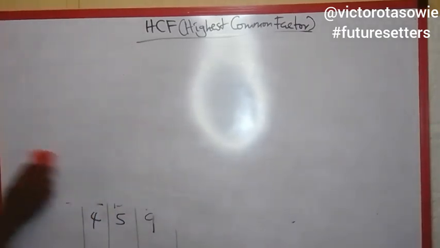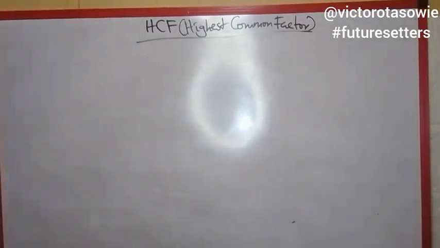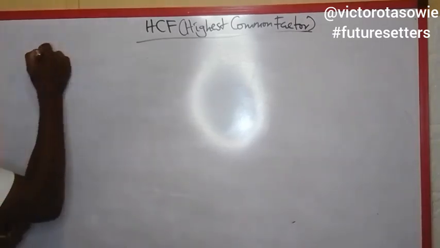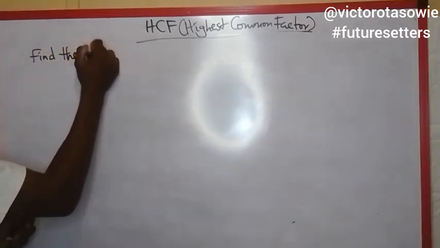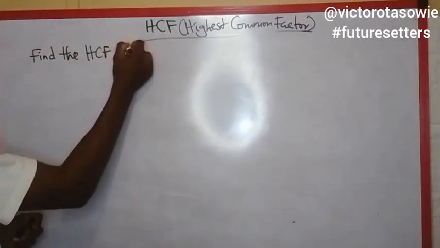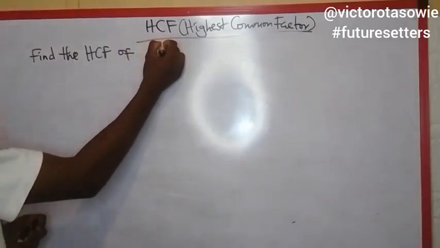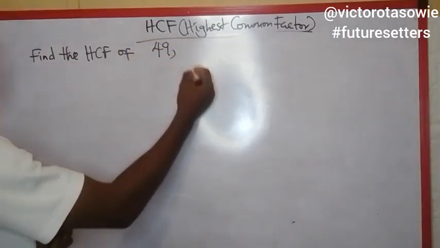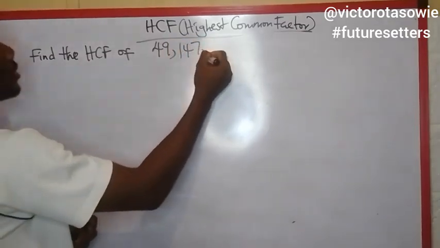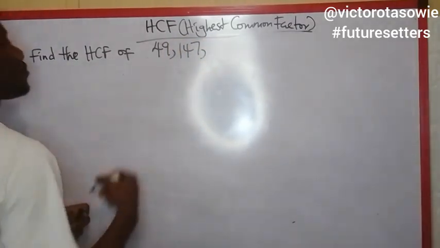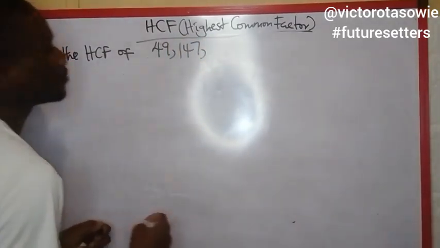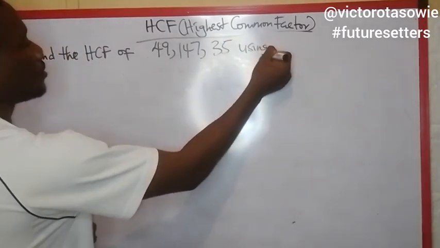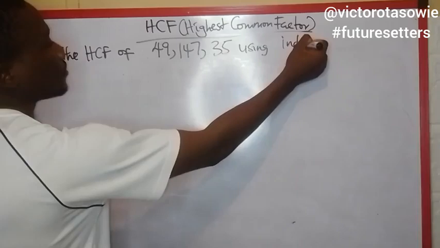We also have more questions now. Find the HCF. Let's try this using a... Find the HCF of 49, 147, and 35 using the index method.